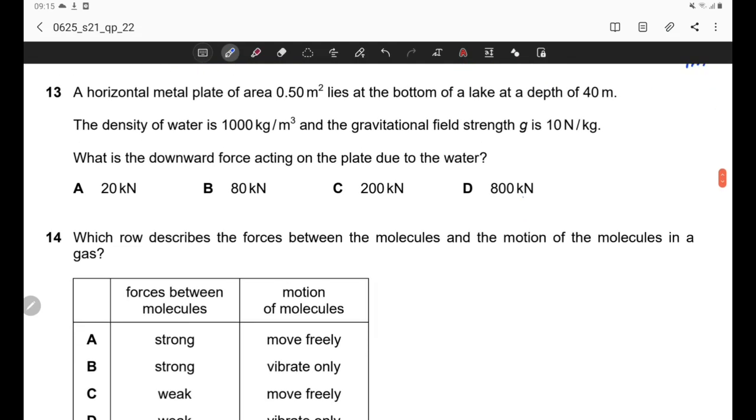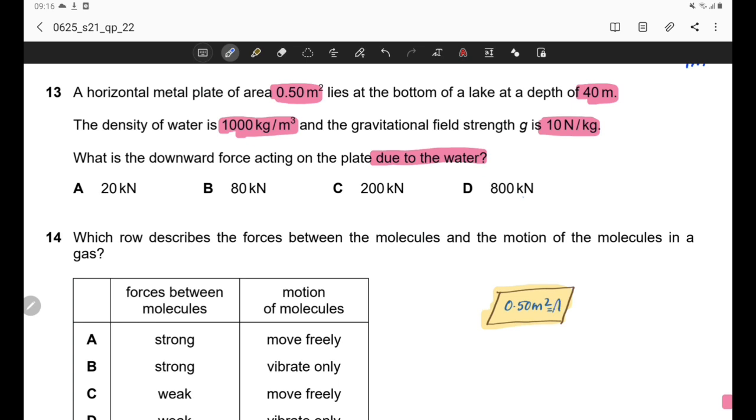Question 13. A horizontal metal plate of area 0.50 meter square lies at the bottom of a lake at a depth of 40 meter. The density of the water is 1000 kg per meter cube and the gravitational field strength G is 10 Newton per kg. What is the downward force acting on the plate due to the water? So in this question we have a horizontal plate with an area of cross section. The area of this plate is given, which is 0.50 meter square.